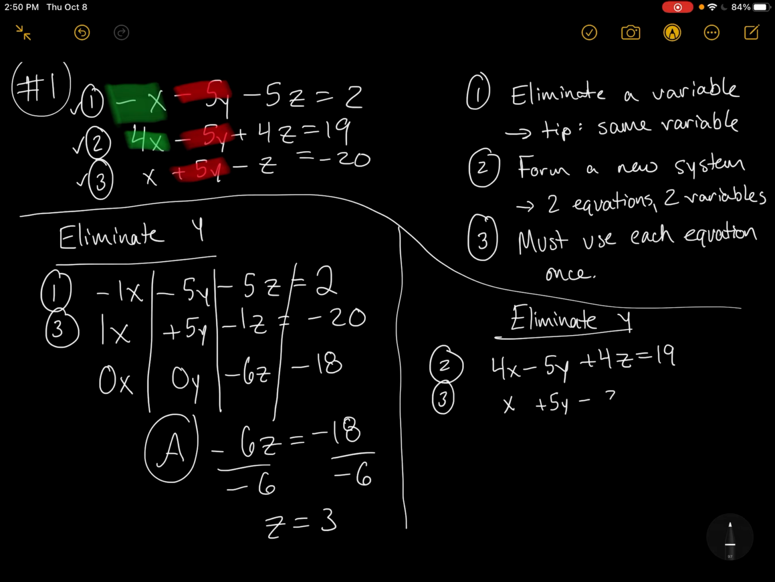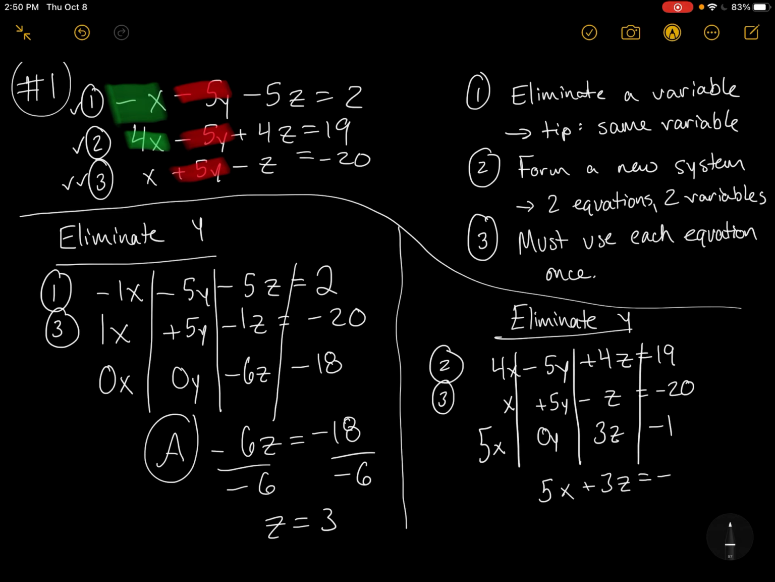We are allowed to repeat the use of an equation as long as we use all of the equations at least once. So yes, we do use equation number 3 2 times, and that's okay. We're allowed to do that as long as, again, 1 and 2 are also used at least one time. All right, so lining these up straight down: 5x, 0y, 3z, and negative 1. So our new equation, we have 5x plus 3z equals negative 1. That's equation B.